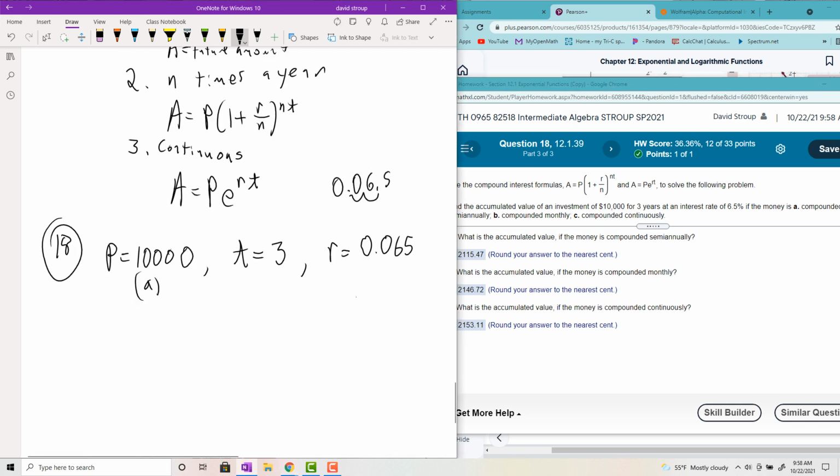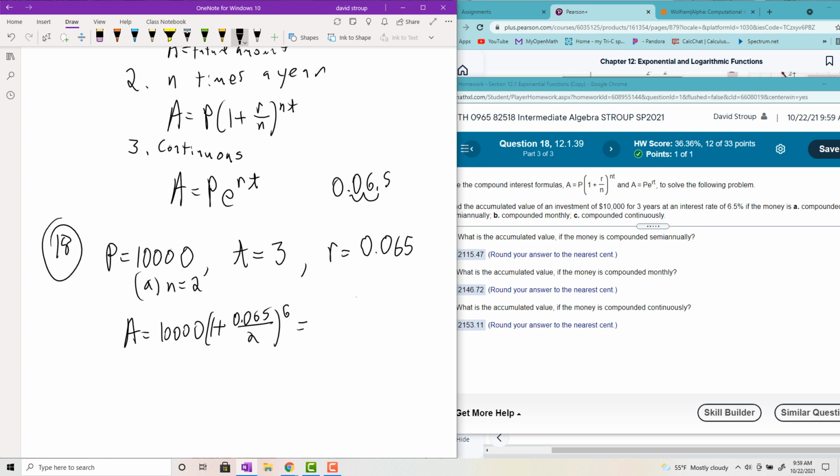So semi-annually means n equals 2. Okay, so twice a year. So A would equal 10,000 times 1 plus 0.065 all over 2, raised to the 3 times 2, which is 6.